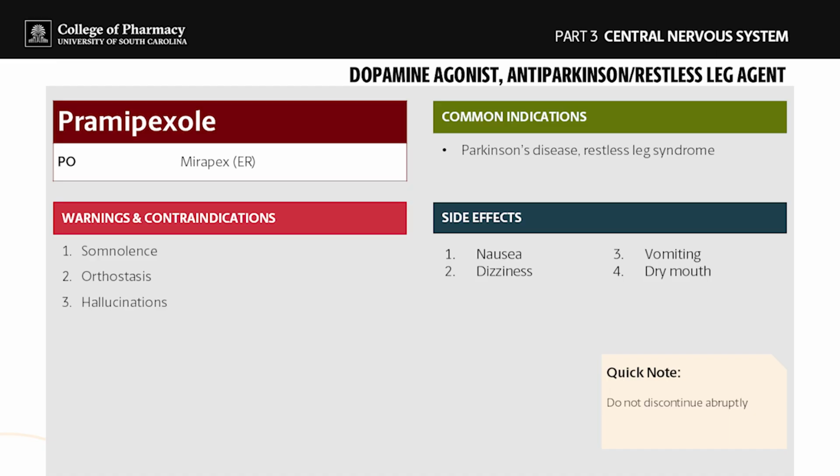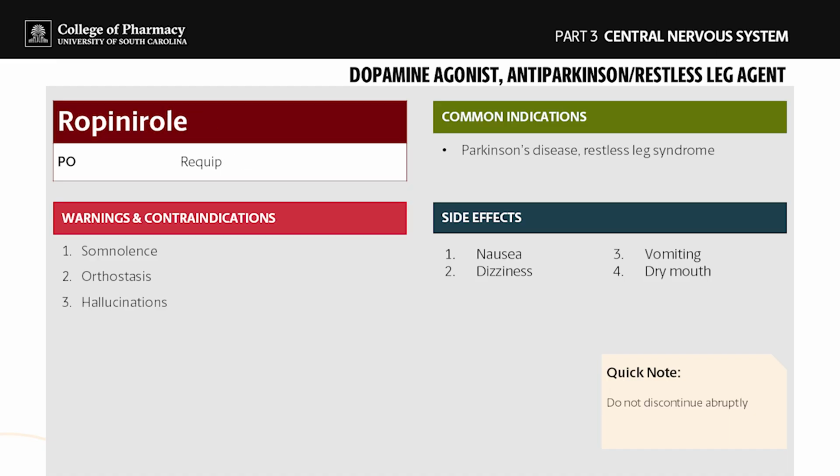Side effects: nausea, dizziness, vomiting, and dry mouth. This is one of those drugs that you don't need to discontinue quickly, so you need to get off of this gradually. This drug, interestingly, can cause some hallucinations. That is important to know, and some orthostasis.